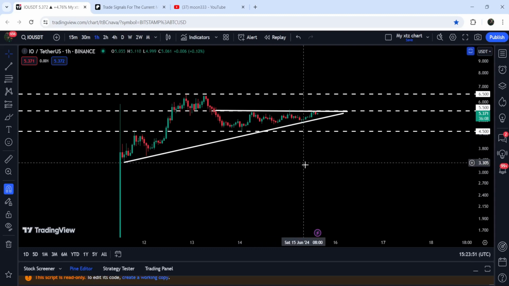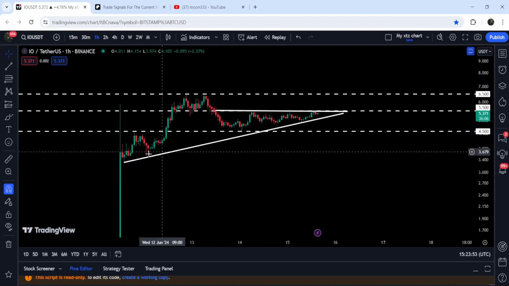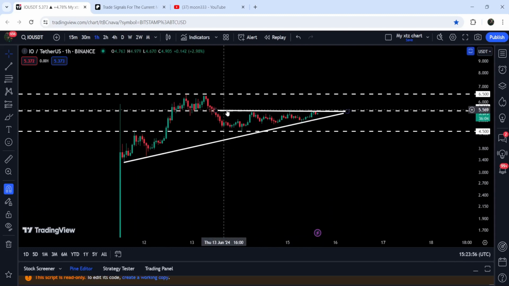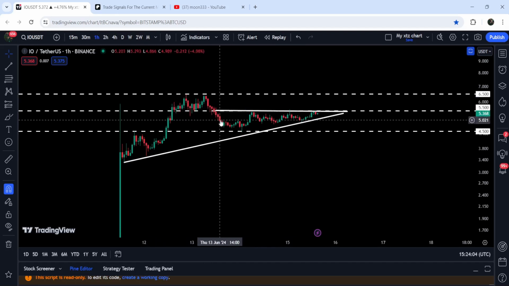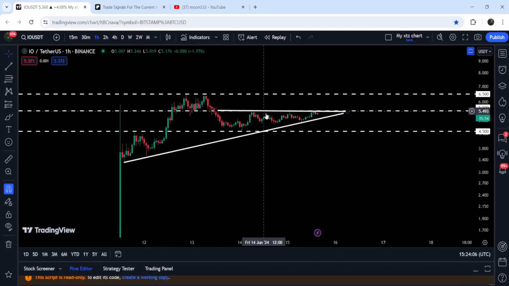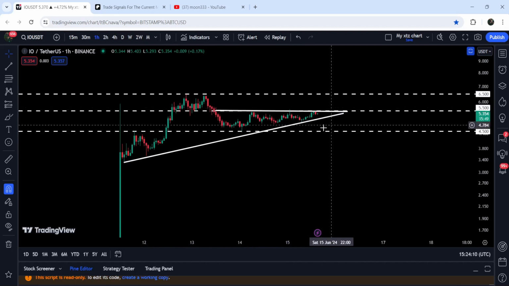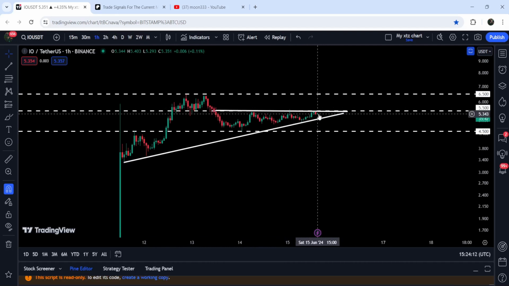On an hourly time frame chart, IO has recently formed this ascending triangle. By the way, we have the resistance here at $5.50, and you can see that for the past several hours, it has been working as a support here. And now after the breakdown, it is flipped into a resistance. We got rejection here, here, and now recently the price is once again trying to break out the resistance.